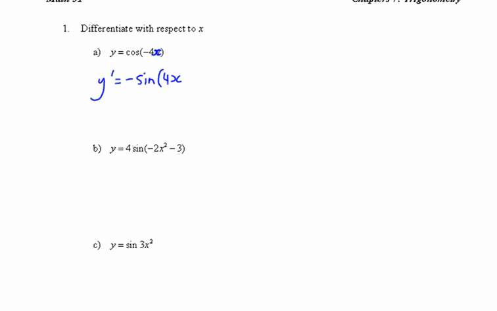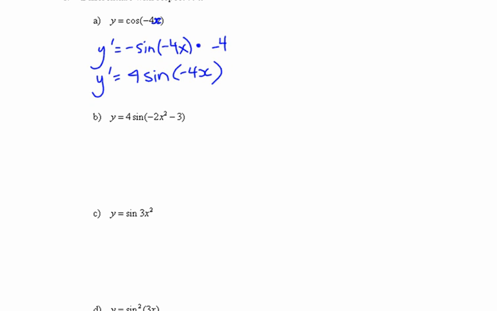Keep the inside times the derivative of the inside. Times the derivative of the inside, which is negative 4. So what does it work out to be? 4 sine negative 4x. Beautiful. Because the negative 4 times the negative sign becomes positive. Yeah, this is a multiplication. Times the derivative of the inside. Okay?